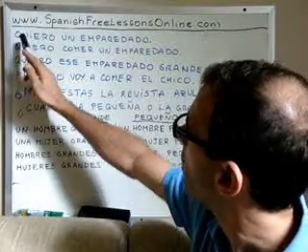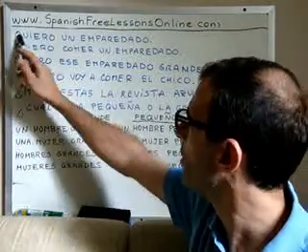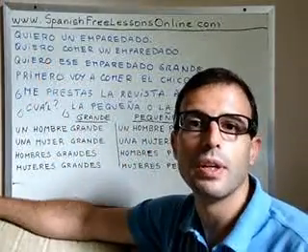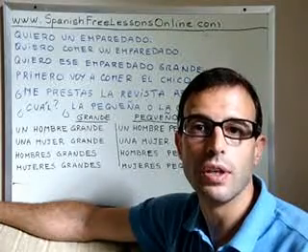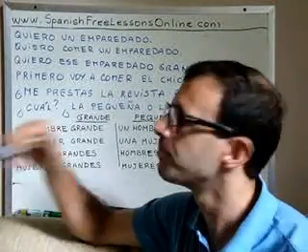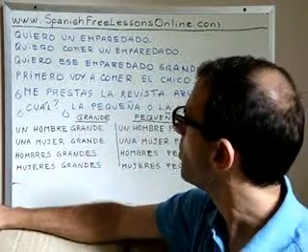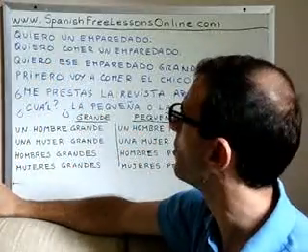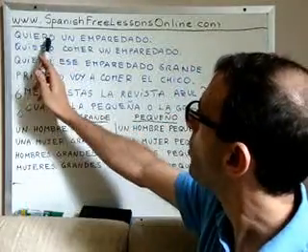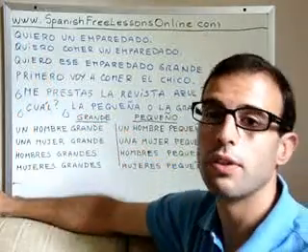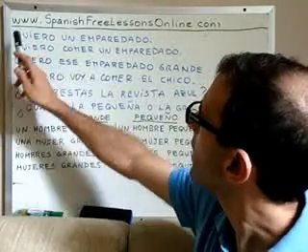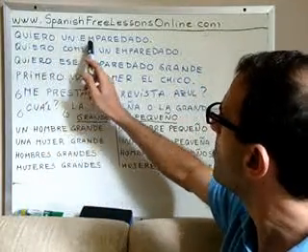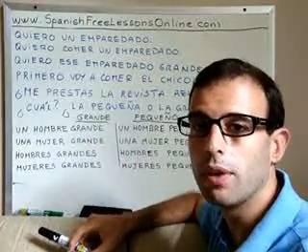When I listen to quiero, I already know that the subject is yo, I. So we have to get used to identifying which is the person or the subject when we listen or read the verb. Quiero un emparedado. I want a sandwich.